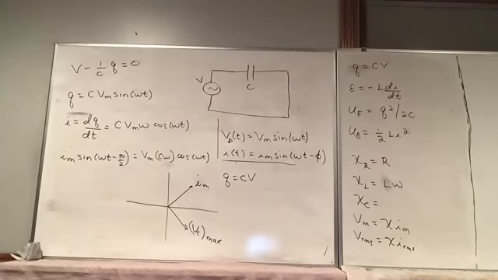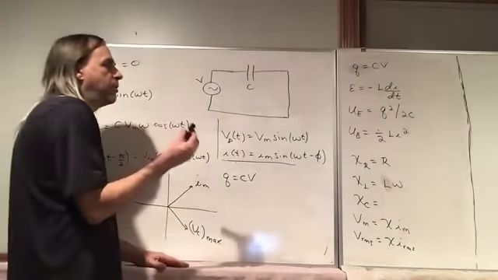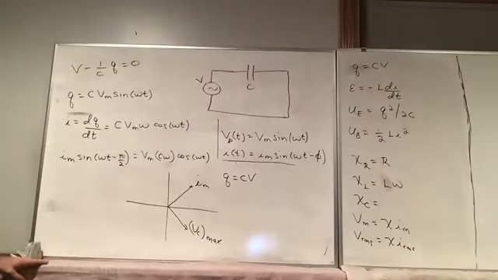So the current lags a voltage for an inductor, but it leads for a capacitor. And the phase shift is always 90 degrees in a simple case, like if you have a capacitor or an inductor. It's just a question of which way it is going to go.